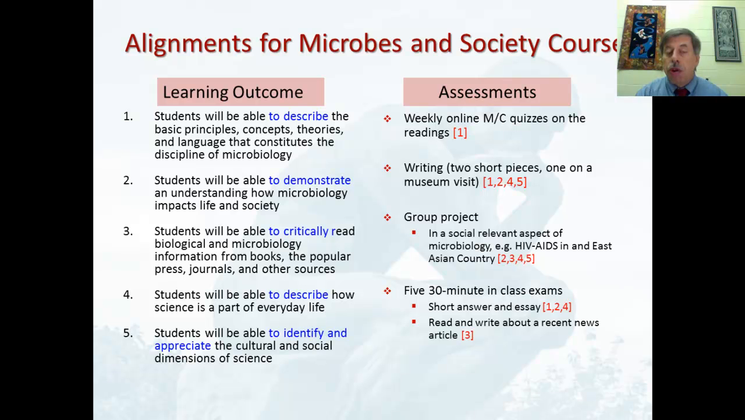So you'll notice that my learning outcomes are limited. There are 5: to describe, to demonstrate, to critically read, to describe, and to identify and appreciate. These are action verbs out of Bloom's taxonomy describing different levels of learning from shallow to deeper. And you'll notice the assessments, or my evidence, align with these. And they're the normal types of evidence you are probably using in your course. Quizzes, writing, group projects, traditional exams.